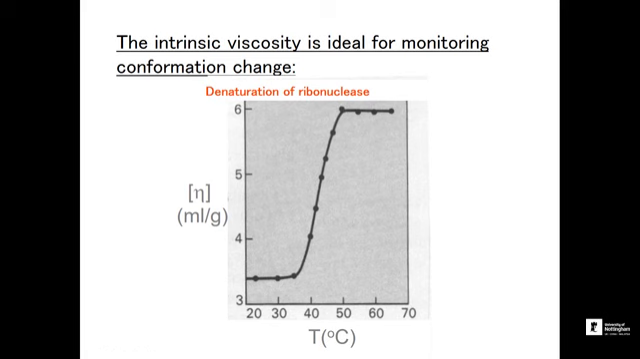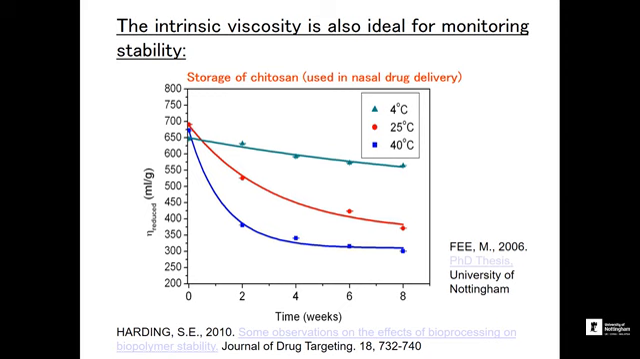And it's all related to what ovalbumin does when you heat it up. It doesn't just denature, it does something else. You think where it comes from. What happens when you boil an egg? Right, good. So intrinsic viscosity is also ideal for monitoring stability.